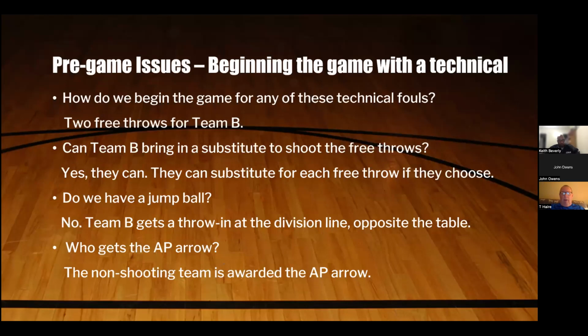They can bring in a substitute to shoot the first free throw and a different one to shoot the second free throw. It's not a problem. We do not have a jump ball. Team B gets the throw-in at the division line opposite the table. And then Team A will get the alternating possession arrow.